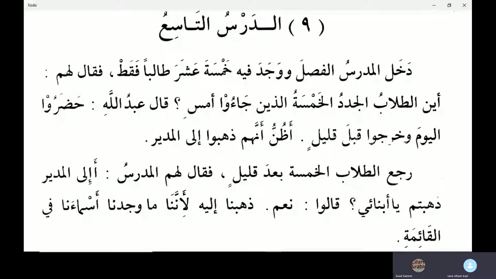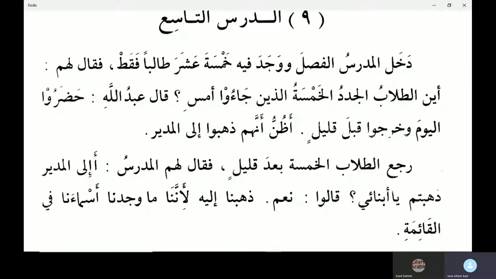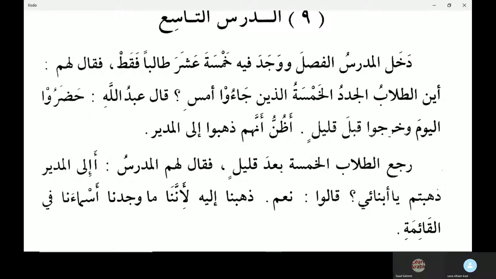Alladina jau amsi. Who came yesterday? Qala Abdullahi, Abdullah said, Hazarul yawma wa kharaju qabla qalilin. They were present today, they attended today, and they left, they went out a few minutes ago, a while ago. Okay.